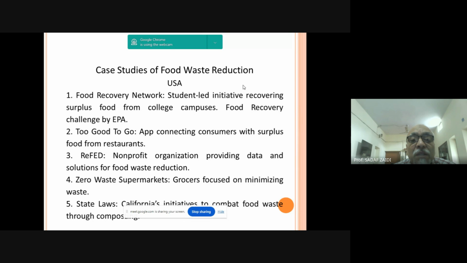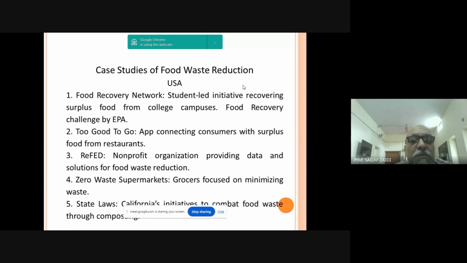Say there are certain case studies of food waste reduction. In the US, you've got this Food Recovery Network. It's a student-led initiative recovering surplus food from college campuses. And then the Environmental Protection Agency of the US has an annual Food Recovery Challenge. So there people come and bring in different ideas, and the best idea is given the trophy. So all these things could be there, which could come in.